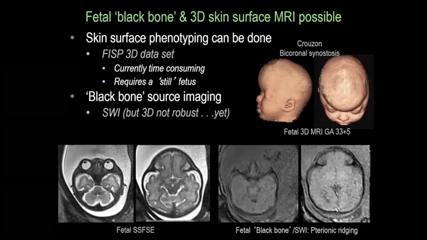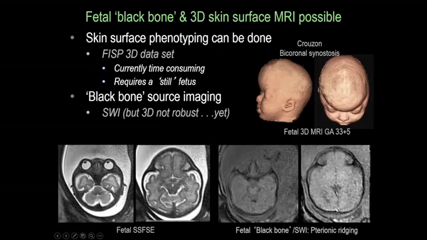Skin surface phenotyping can be done with a FIESTA 3D data set. It is very time consuming. It still requires a very calm fetus. The black bone source imaging presented here is done using susceptibility weighted imaging, a pulled down sequence, but we can't do 3D. It's not robust yet.